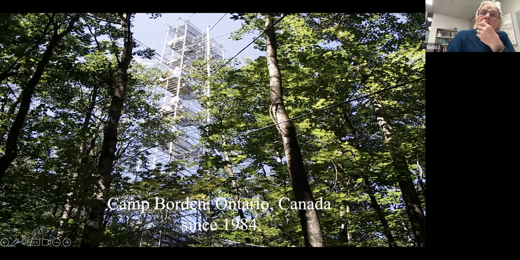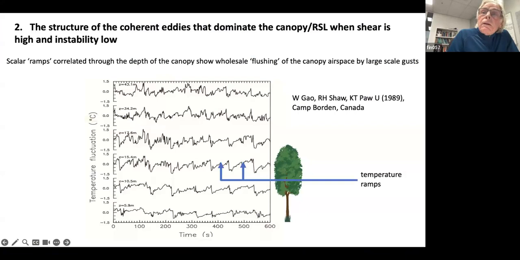So this was an experiment as part of the Boreas experiment, a large-scale study of the boreal forest. This was running from 1984, and it's an experiment run by my, again, old colleague Roger Shaw from UC Davis. And out of that came these two iconic plots.